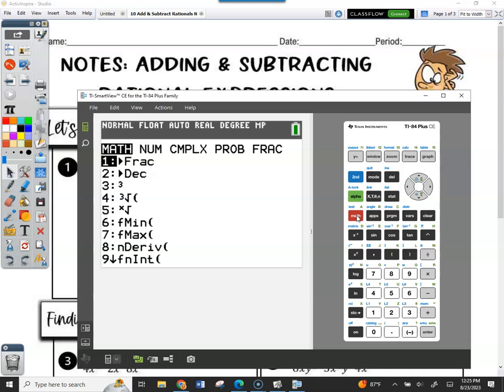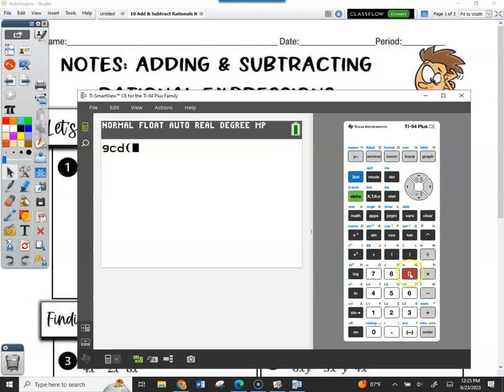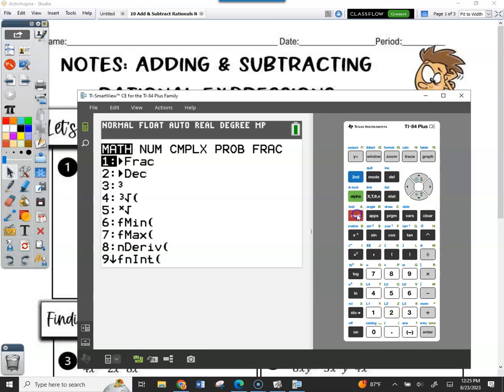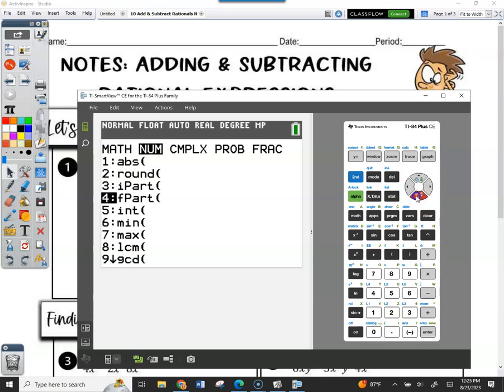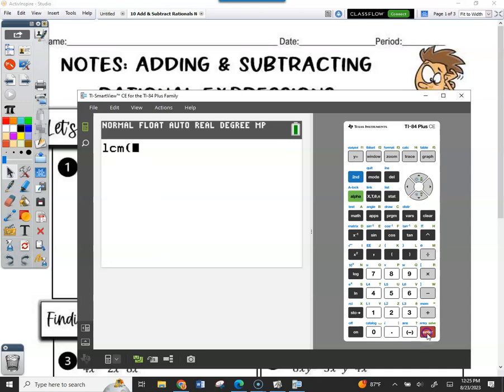So if you go to the math button, go over to number, and they don't say LCD, they say LCM. Not LCD, GCD, sorry, GCD? I think it's least common multiple. That's factor. Arrow over, it's LCM. 5, 20. There you go. They don't say LCD, they say LCM. You type 5, 20.